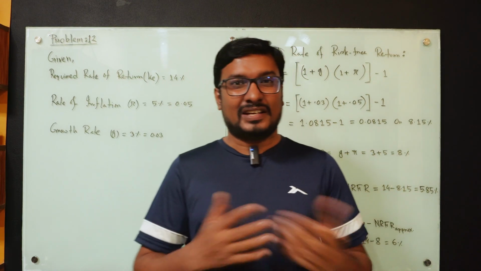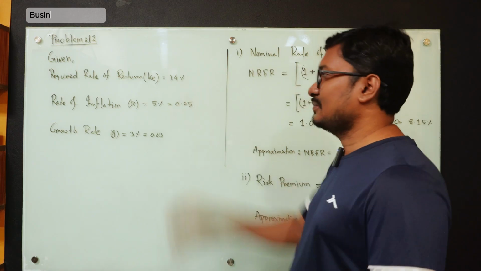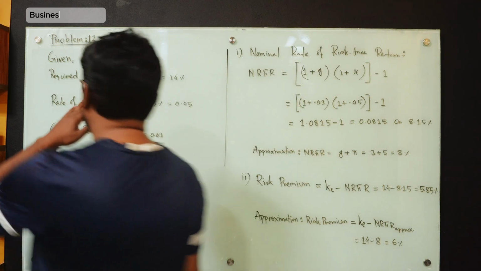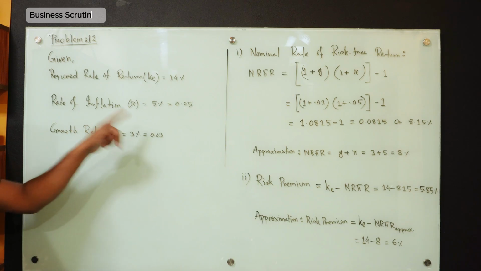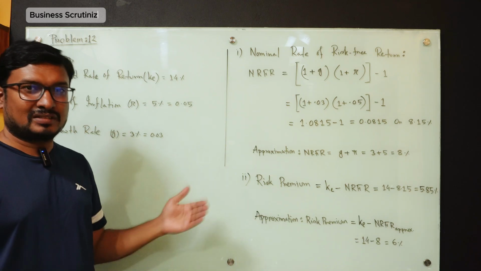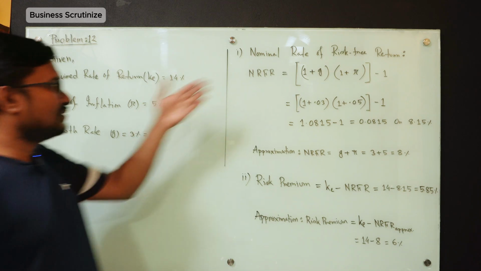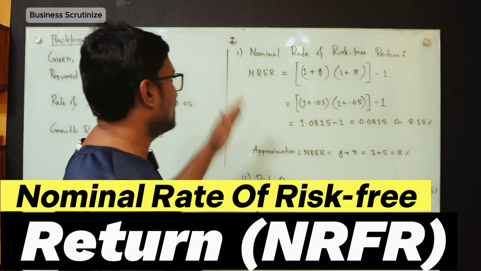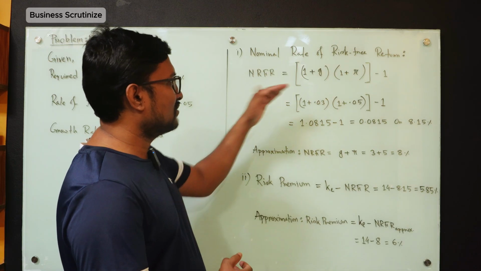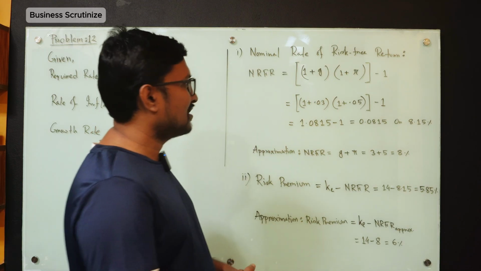Finally, we are at the end of chapter number 1. In problem number 12, we are given the required rate of return K equal to 14%, the rate of inflation pi equal to 5%, and the growth rate of 3%. Considering this data, we first have to find the nominal rate of risk-free return, NRFR, and the equation, as we know, is 1 plus g times 1 plus pi, minus 1.